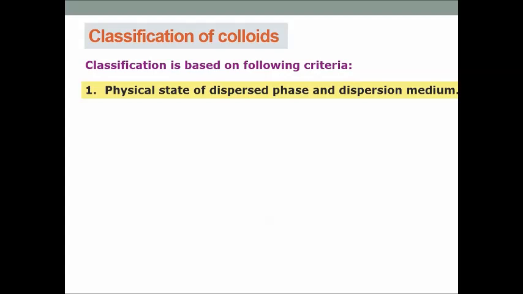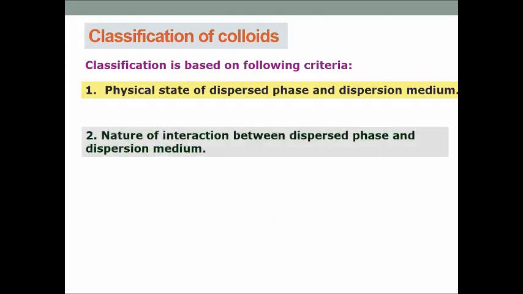That means whether it is solid or liquid, we have to see, and according to that we are classifying the colloids as solid, gel or emulsions. Then the second one is according to the nature of interaction between the dispersed phase and the dispersion medium. How is the interaction between the dispersed phase and the dispersion medium? According to that, it is classified, and it is of two types, lyophobic and lyophilic.